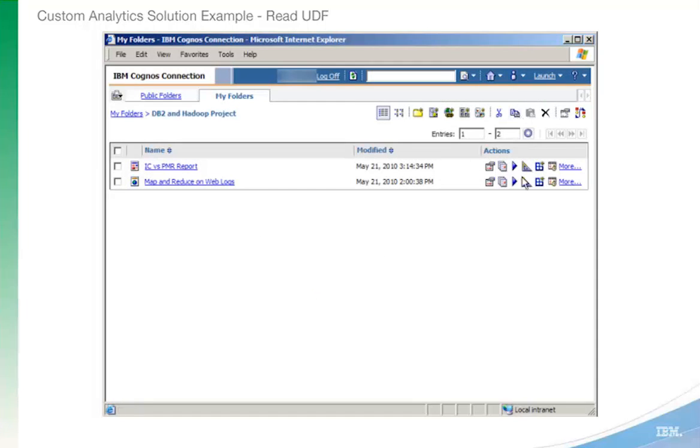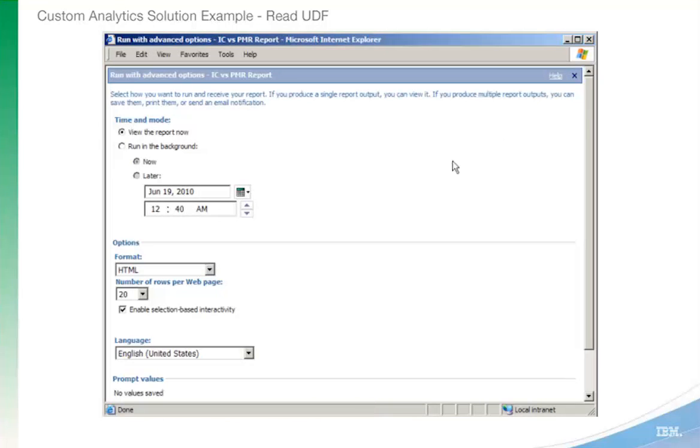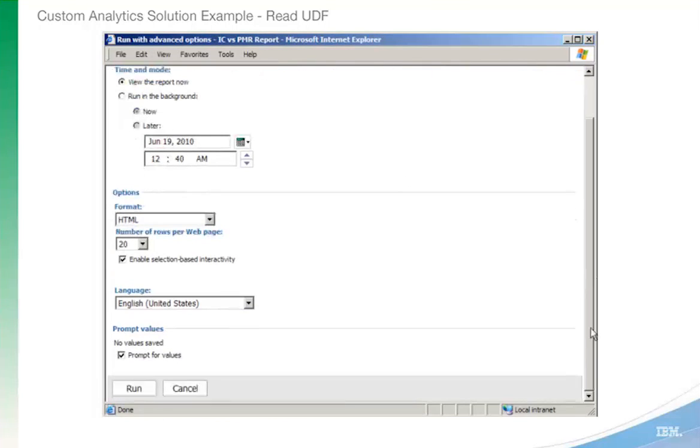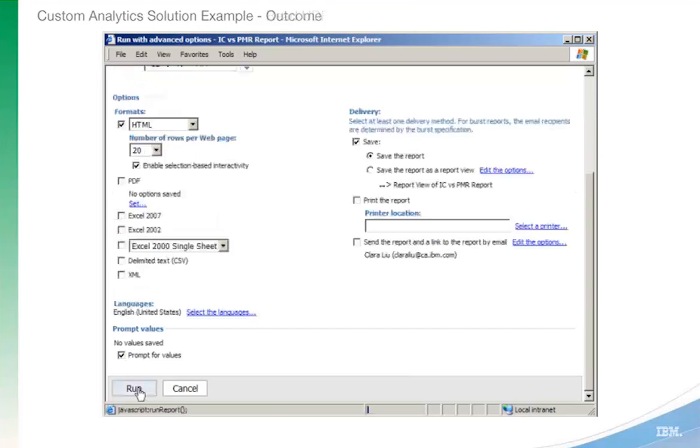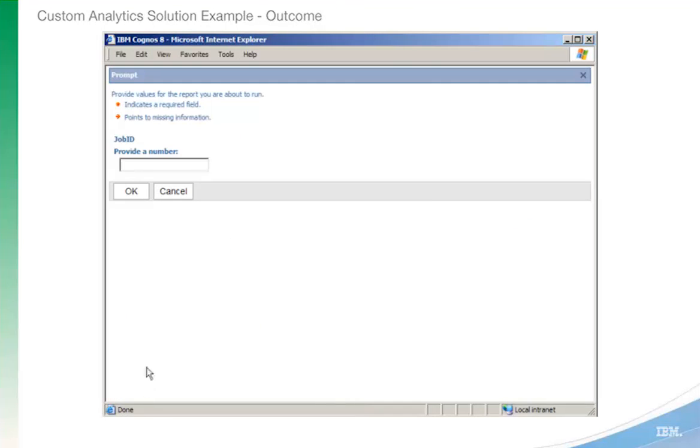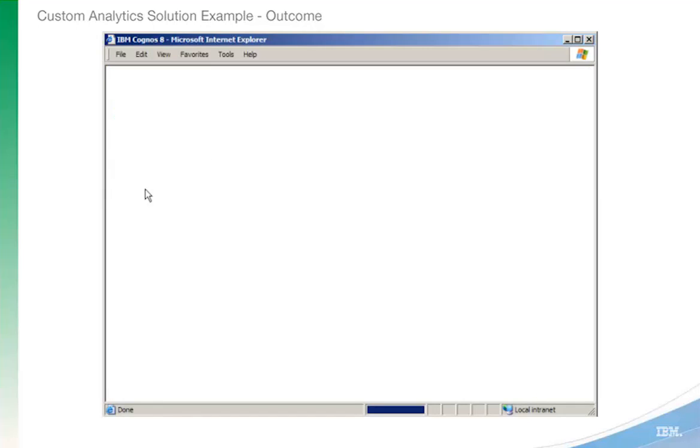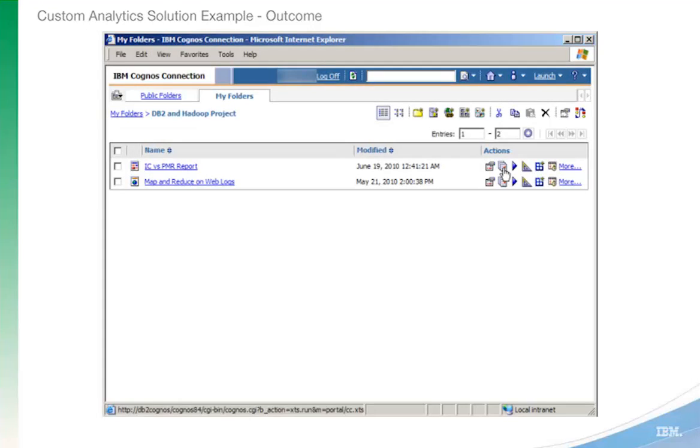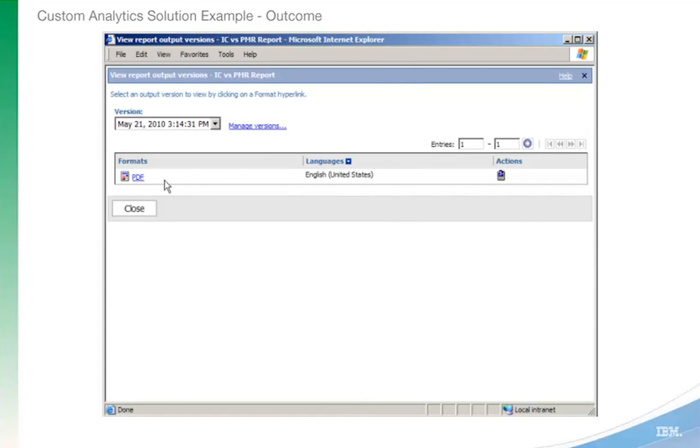Let's run the IC versus PMR report job, which will read the data from the Hadoop cluster and the DB2 relational table. Click Run and enter job ID 68, since this ID was generated from the MapReduce job we ran earlier. Once the job is completed, we can obtain and review the report.